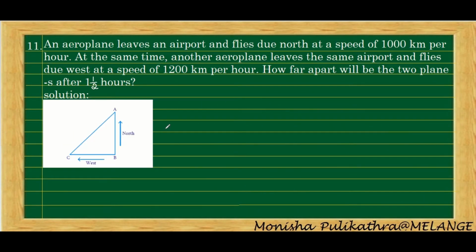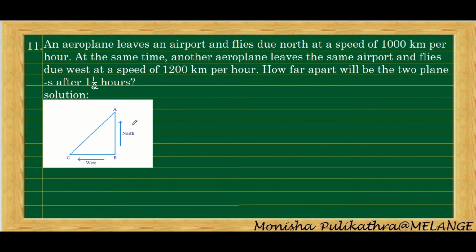Moving on to the 11th problem. The 11th problem says that an aeroplane leaves an airport. Let us consider this B as the airport. An aeroplane leaves an airport and flies due north. The first aeroplane flew due north at a speed of 1000 km per hour.